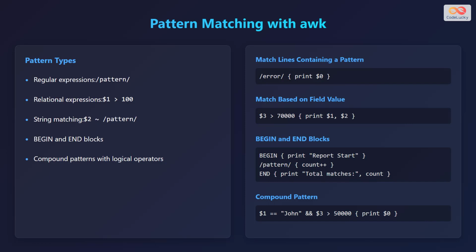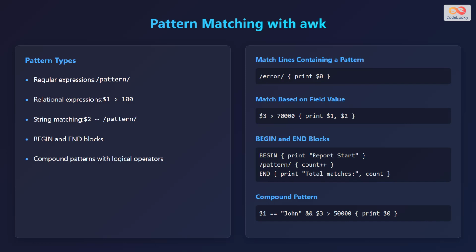In awk, pattern matching allows you to filter lines based on specific criteria. Here are the common pattern types: regular expressions enclosed in forward slashes, relational expressions such as $1 greater than 100, string matching with $2 ~ pattern, BEGIN and END blocks, and compound patterns with logical operators. Let's look at some examples.